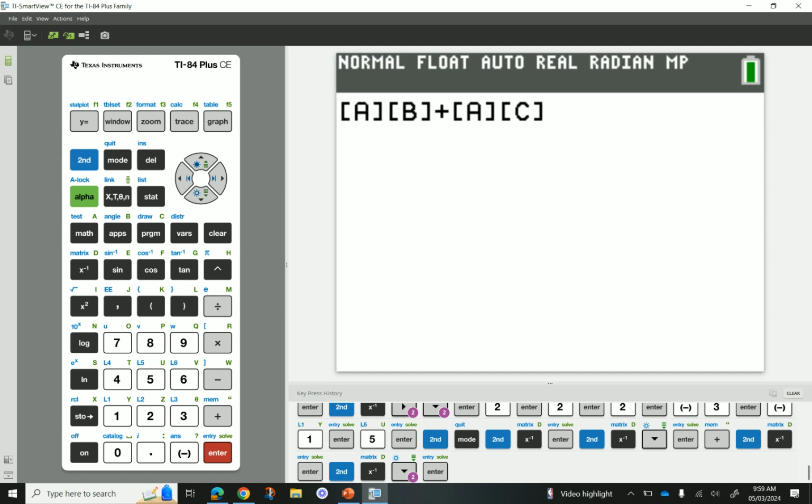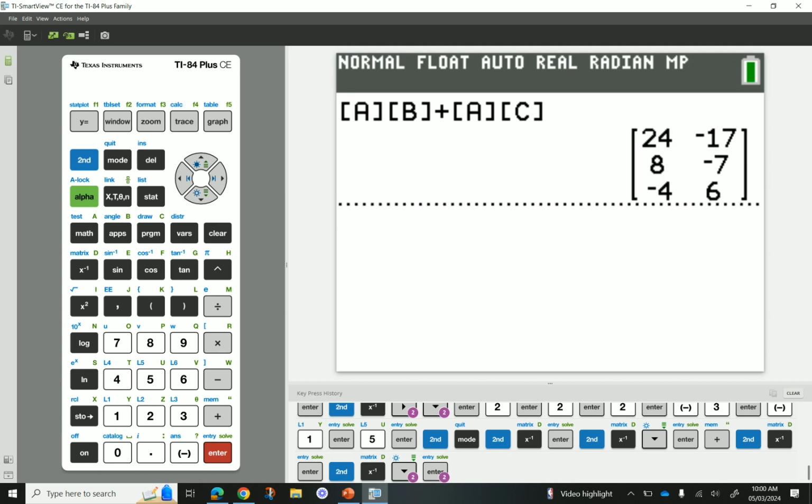What's up? Did you push second mode? Yep, the button right next to it. Okay. And then we can push enter.